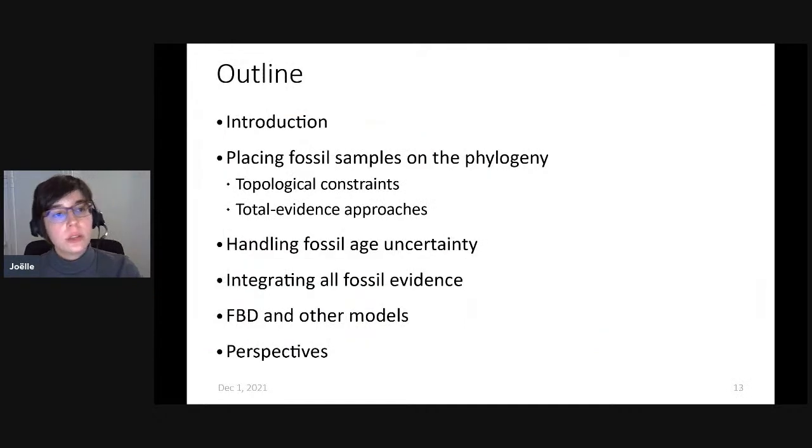So that's me done for placing fossil samples on the phylogeny. That's kind of one of the basic challenges of FBD analysis. It was mentioned, I think, a little bit in previous seminars on the FBD process. But you can see there are still some challenges that remain here, although the existing methods work reasonably well. Now, the next thing we're going to be looking at is handling fossil age uncertainty.